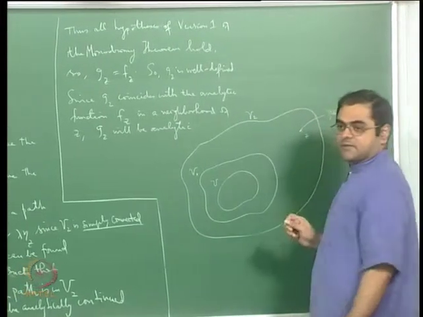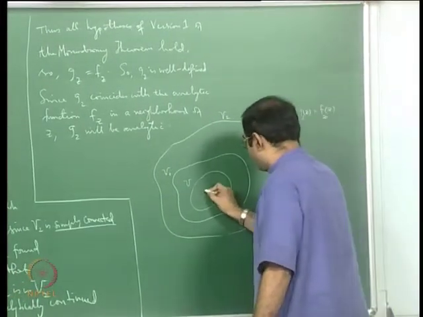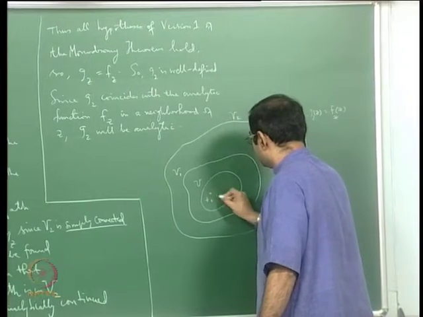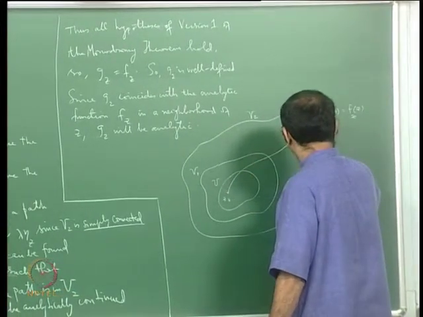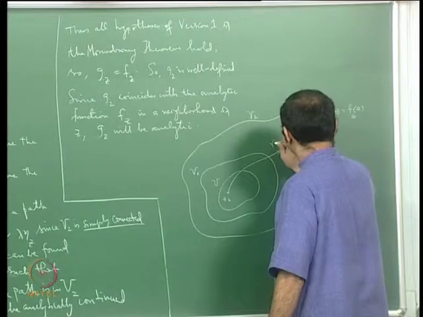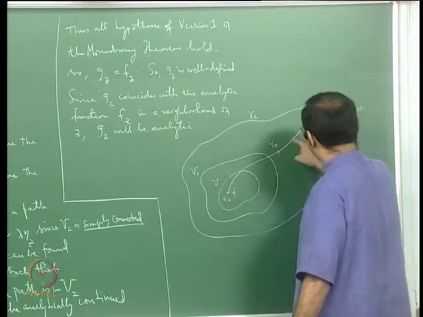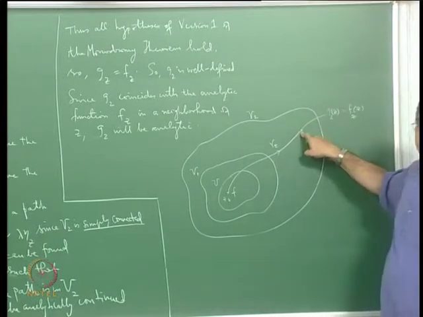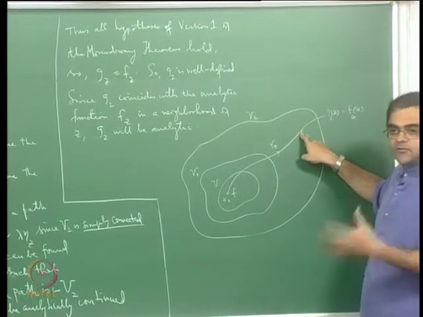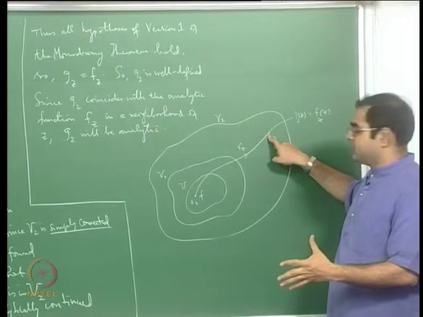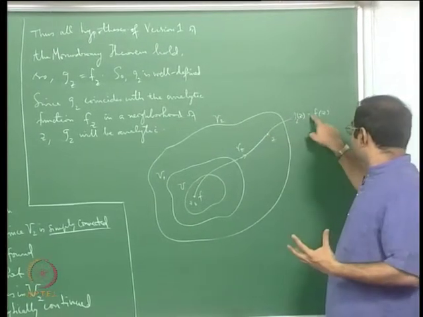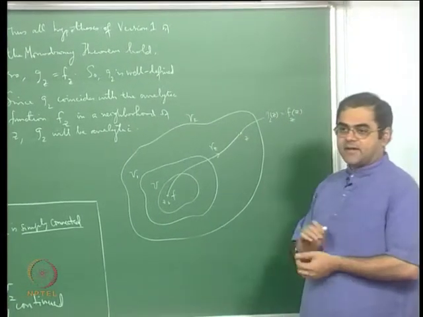This is my definition. And how did I get that Fz? I started with the point Z0 here. I chose a path gamma sub Z along which F can be analytically continued. And when I reach this point Z, I get a new analytic function locally there. I call that F sub Z and I take its value at Z.